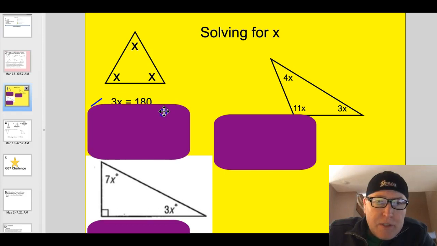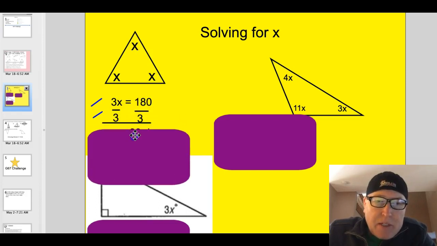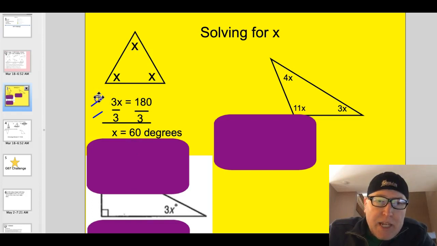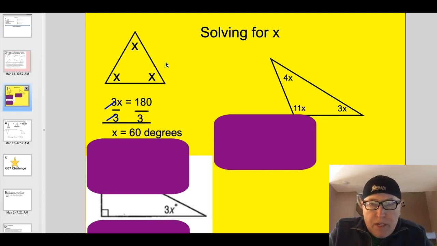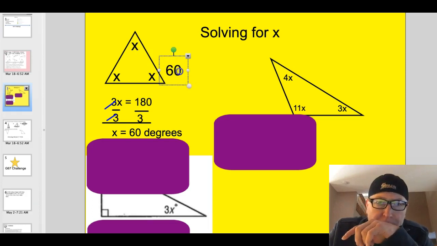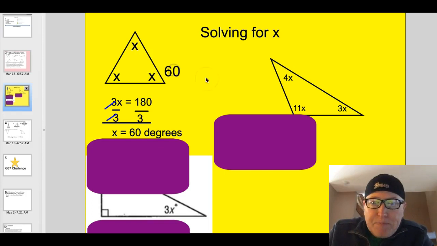Well, then we can just simply say that these three x's together, 1x, 2x, 3x's, all equal 180 degrees. So 3x equals 180. Now, we can set that up as a one-step equation, and we can divide both sides by 3, and we can isolate the x, and we get x is equal to 60 degrees. So each of these measures up here would be 60 degrees in every one of them. I'll just put it in for one of them.